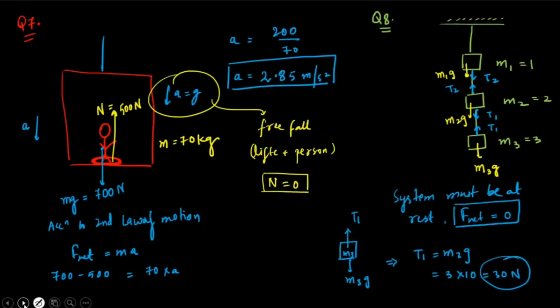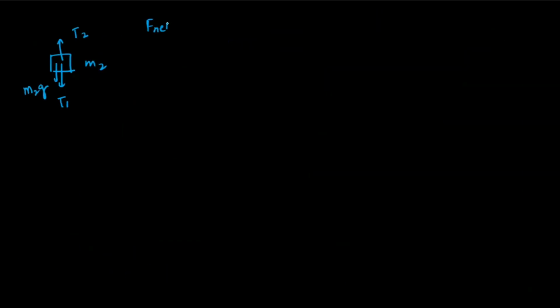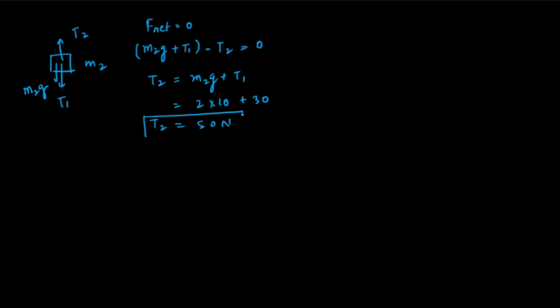Similarly, this is my M2. In the upward direction, there's a tension acting, T2. In the downward direction, it is acting T1, and along with T1, there is M2 g. You can see that. In this case also, F net is going to be 0. As the whole system is at rest, M2 g plus T1 minus T2 must be equal to 0. So T2 must be equal to M2 g plus T1. What is M2? 2. What is g? 10. What is T1? 30. So T2 is going to be 50 newtons.